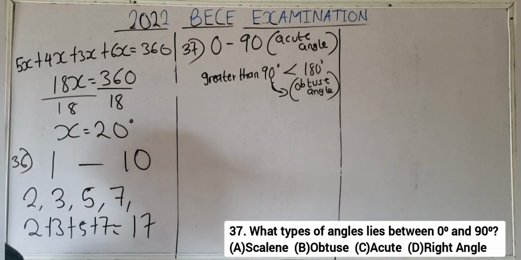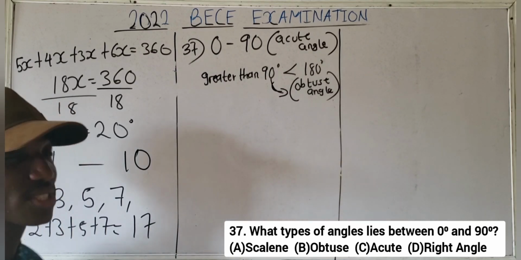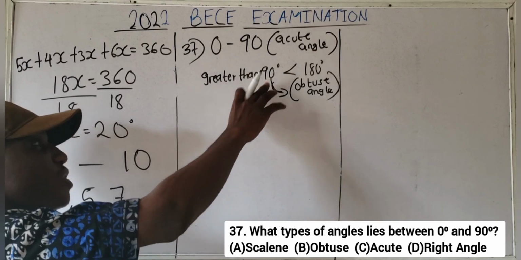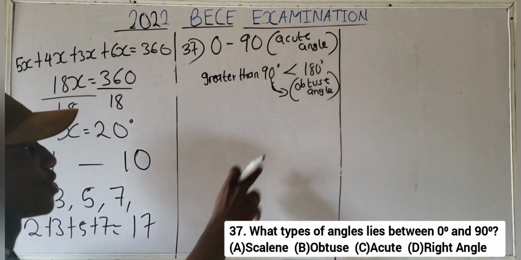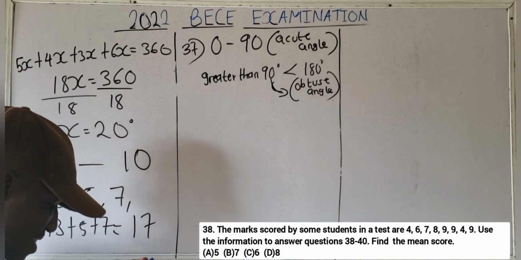So now the angles that we have in the options are obtuse and acute, and the right option is acute angle because those are the angles that fall between the range of 0 and 90 degrees. So if the question now says what is the name given to an angle that falls between 90 degrees and 180 degrees, those ones are called obtuse angles. Do you understand? Okay, so let's proceed to question number 38.